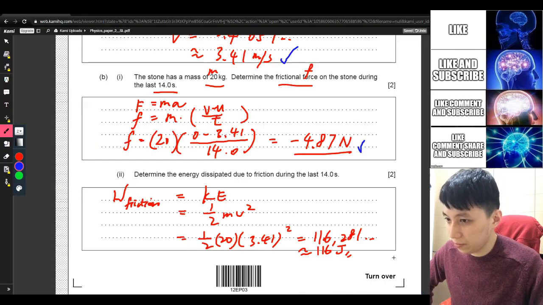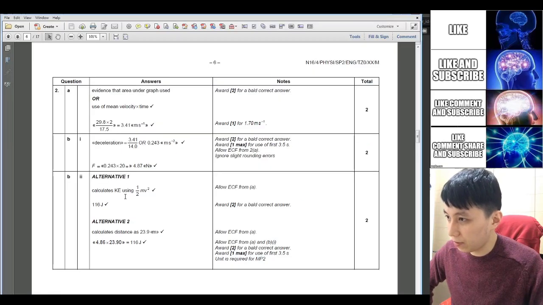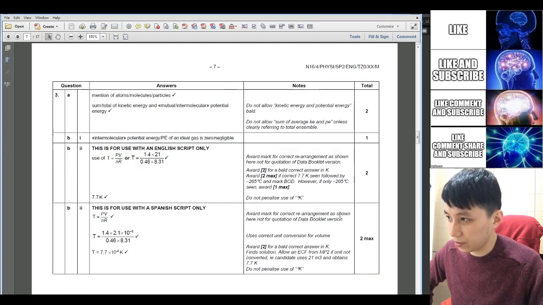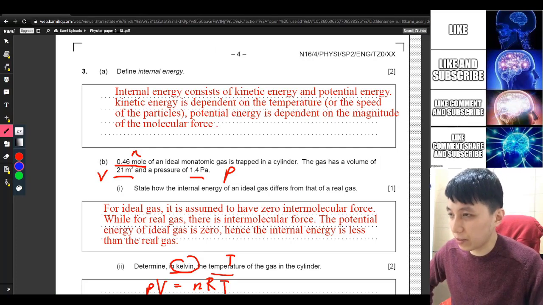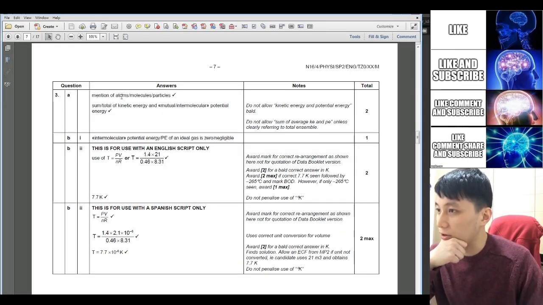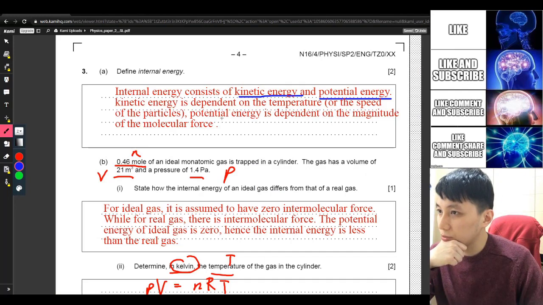Number 2, 116, yeah, that's correct. And I think, like I said, there are 2 different ways of doing it. Number 3, atom, molecule, well, of course, total. Okay, yeah, I think I said more than enough. So basically, kinetic energy, potential energy, and more. Well, I'm not sure if I said atom, molecule, particles.